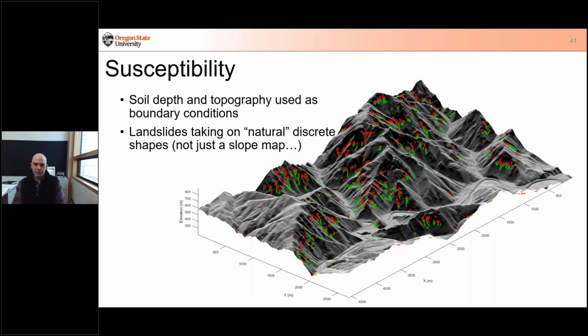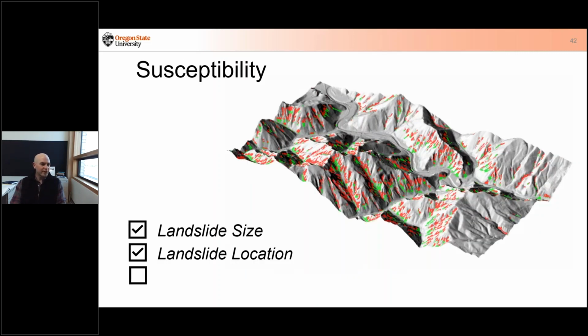And when we do this and we start looking at initial clusters, landslides start taking a natural discrete shape. It's not just a slope map anymore. There's specific pockets or hotspots where we see are less stable and they entrain material. Well, we can get an estimate of size, location, but what about uncertainty, the likelihood of landsliding?